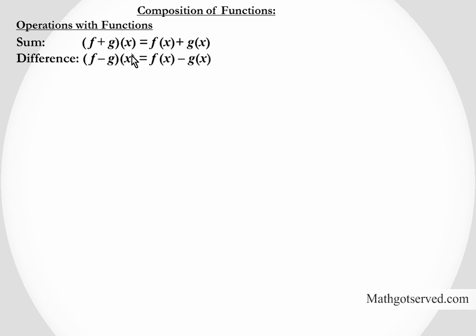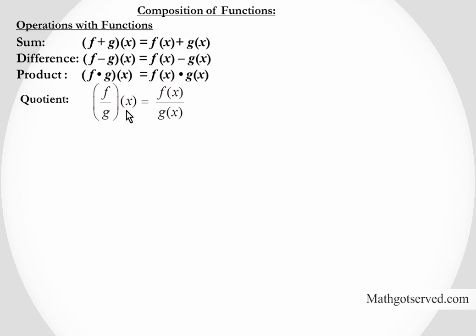The same idea applies to the difference of functions. If you have f minus g of x, it simply means f of x minus g of x. For the product of functions, f times g of x is as though you're distributing this x to both of these functions, f of x times g of x. And for the quotient, if you're asked to find f over g of x, it's simply f of x divided by g of x. These are shorthand ways of indicating the operations of functions, and this is what we will apply to the formulas, okay?